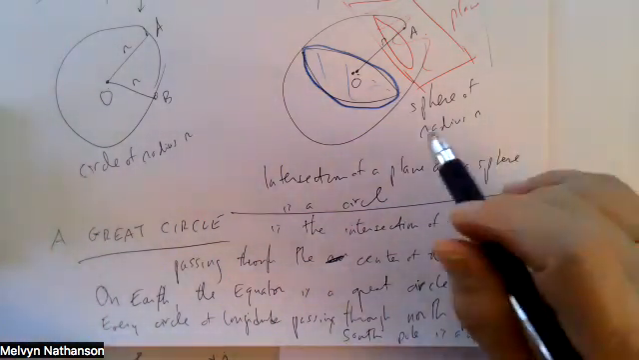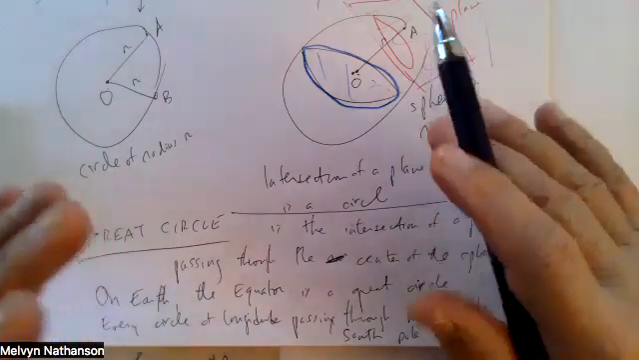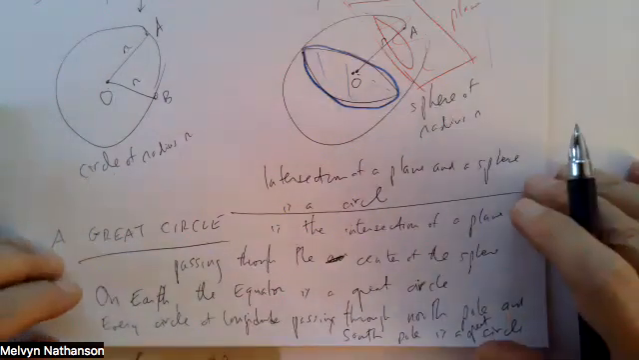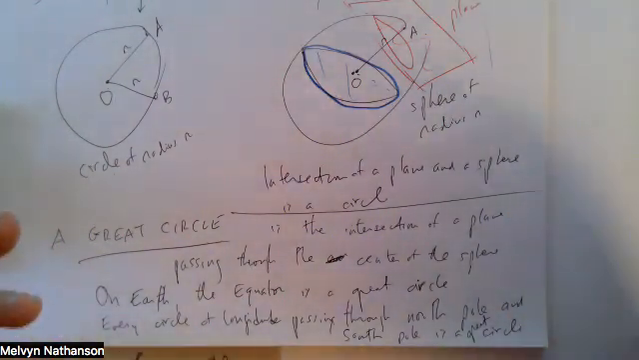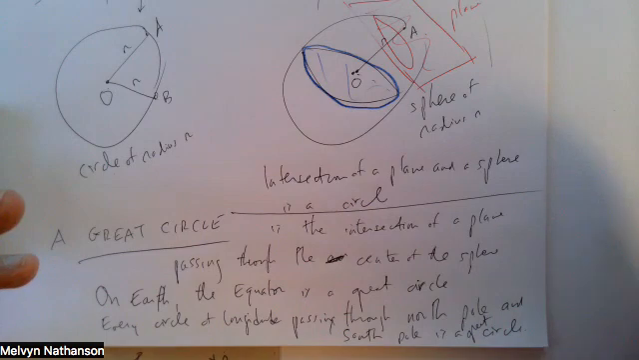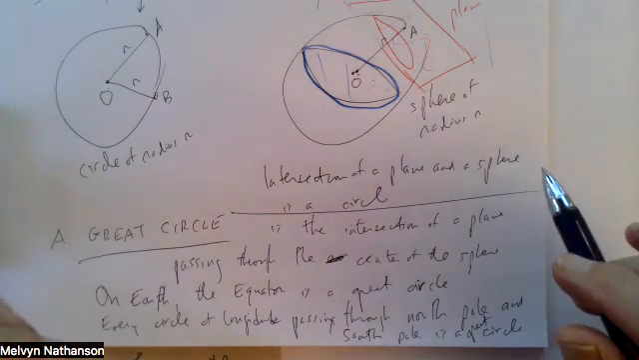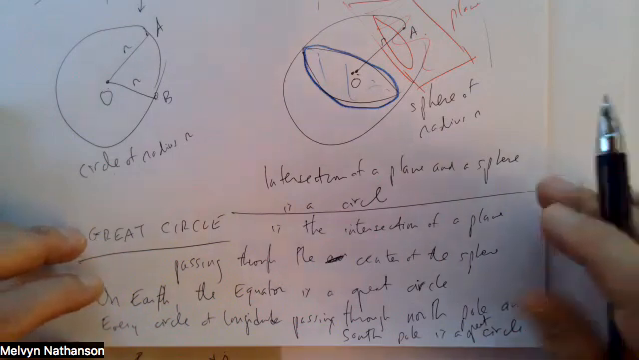A great circle on a sphere is a circle that you get by intersecting the sphere with the plane passing through the origin. And again, if you think of the Earth as a sphere, the equator is a great circle. Any circle that goes through the north and the south poles is a great circle.